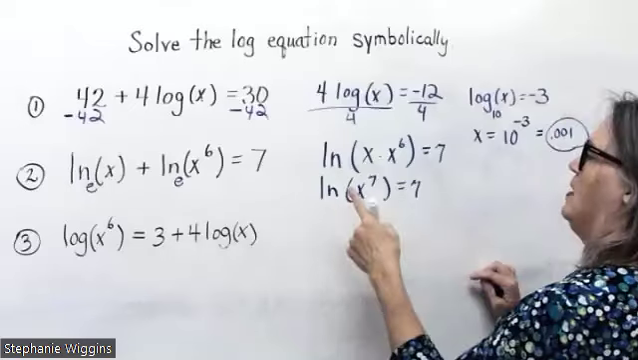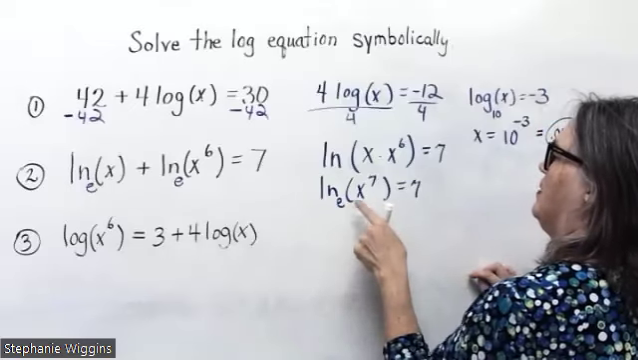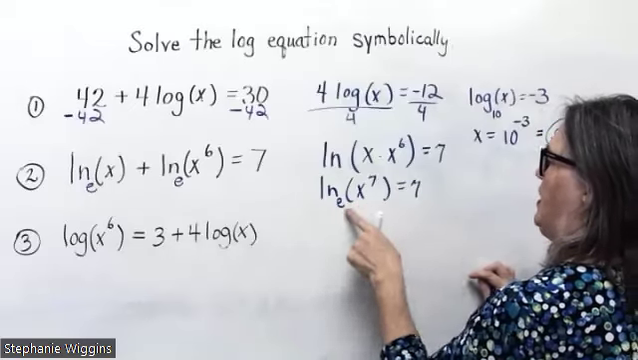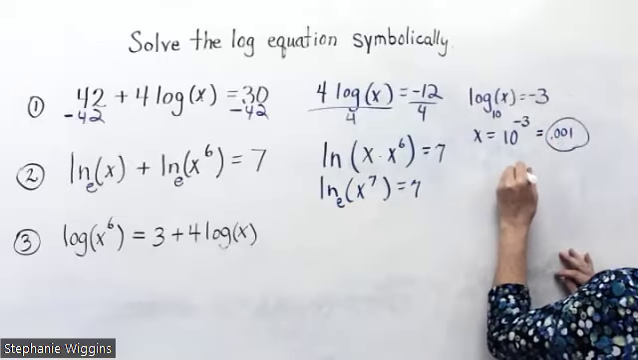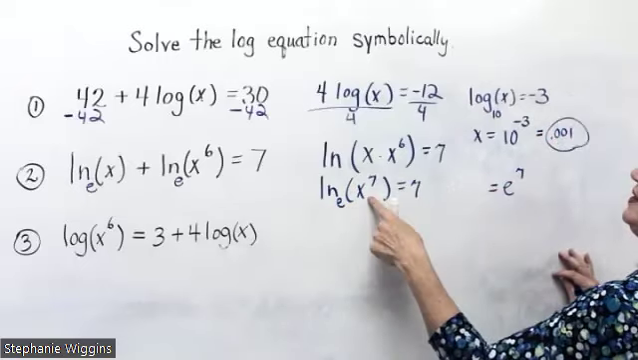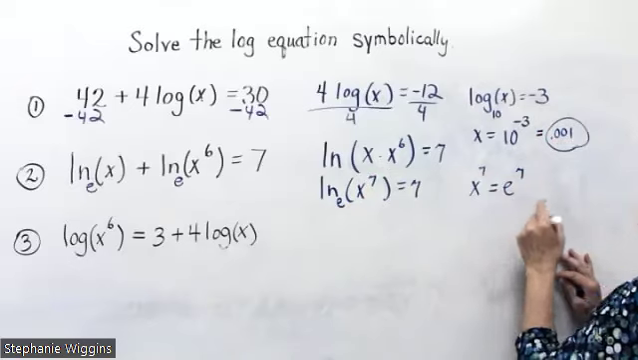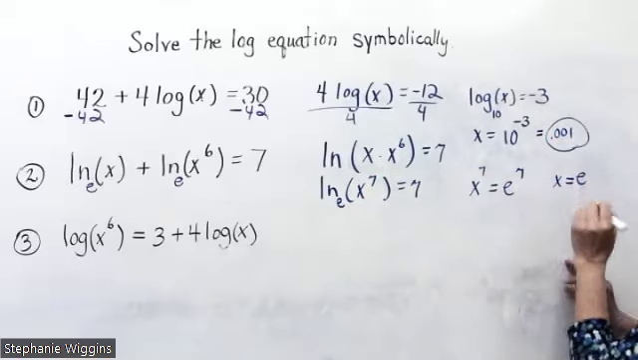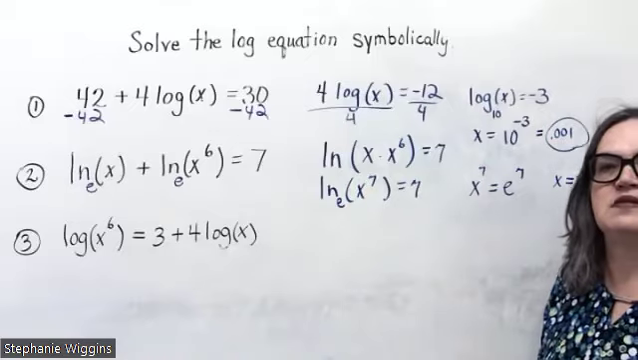The base is e. So e, then the log is the exponent. So e to the 7th is equal to x to the 7th. And so then x must be equal to e. You just take the 7th root of both sides.